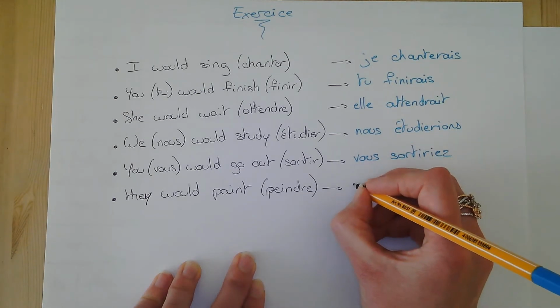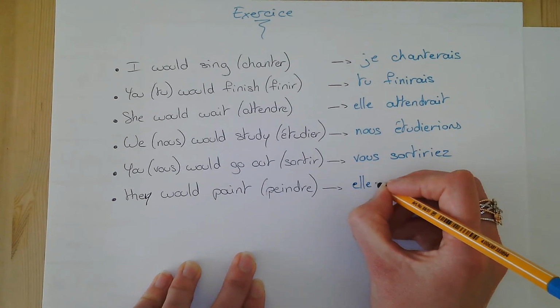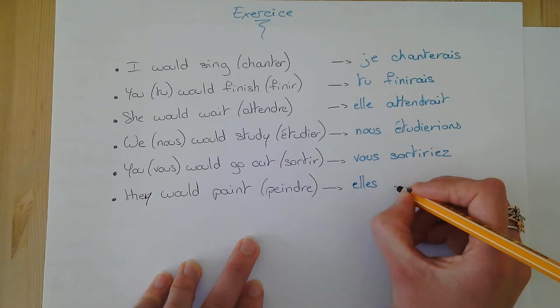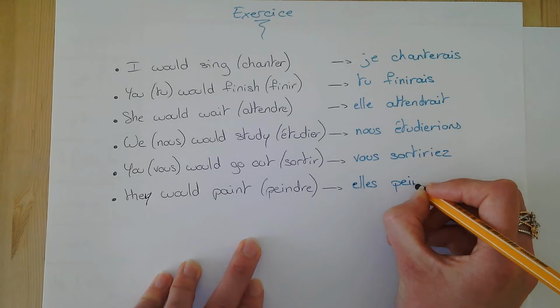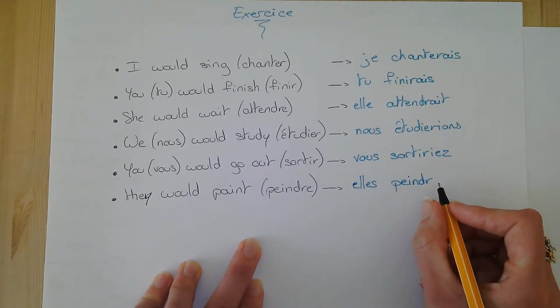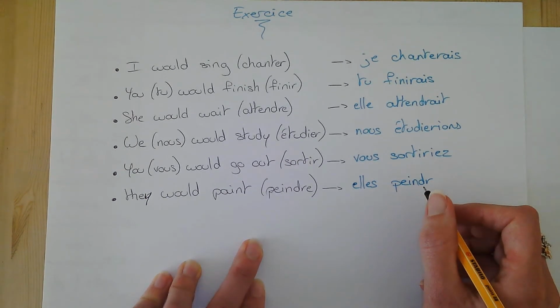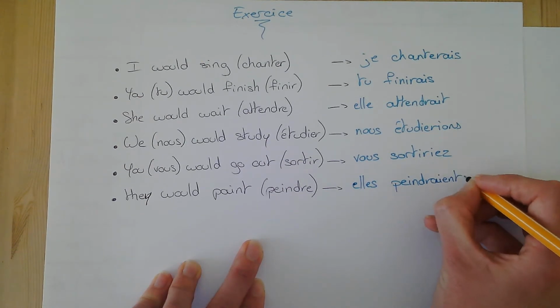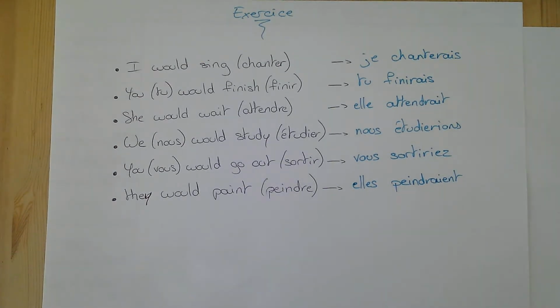So, they, let's go with elle. Though if you put il, it doesn't matter, it's exactly the same. So they would paint. Copy your infinitive, don't put the E down, once again, it doesn't work if you try to pronounce it. And then put your ending for the conditional with they. And sorted. I hope that looks like what you have in your books.